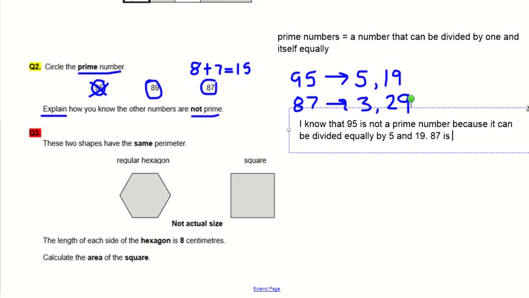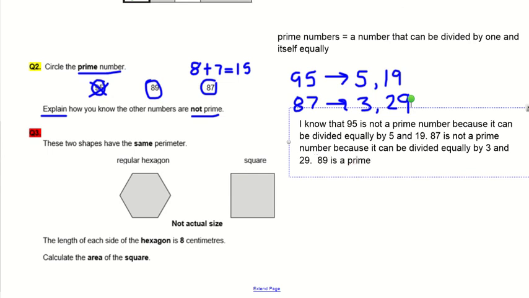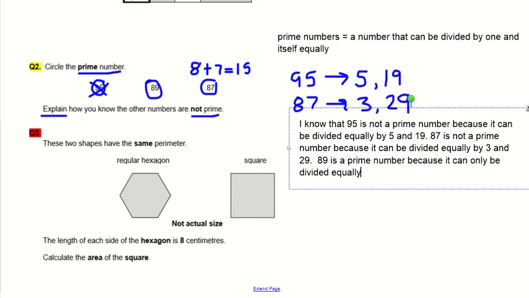87 is not a prime number because it can be divided equally by 3. Some of you will put your full stop there. Others of you will have challenged yourself to find the other divisor. Okay, 89 is a prime number because it can only be divided equally by 1 and itself. Okay, so there's my short explanation.